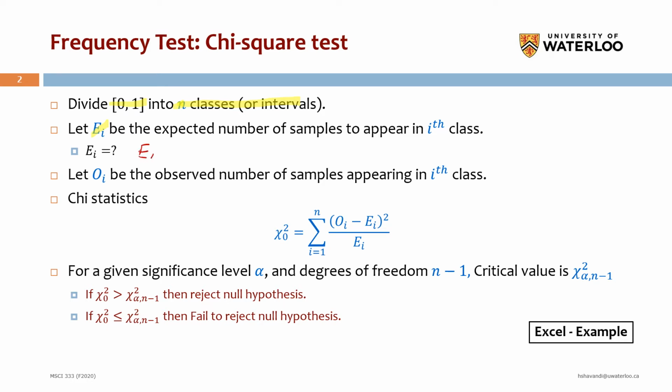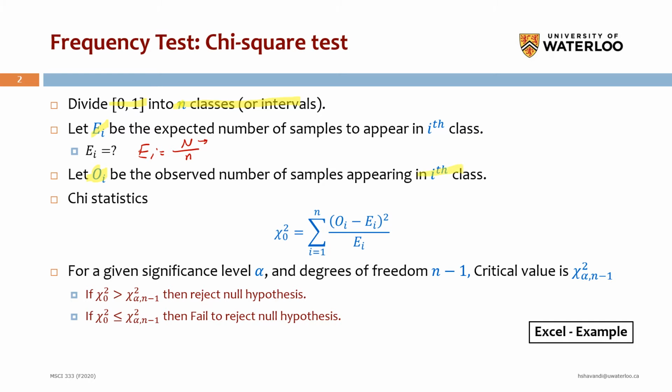Shouldn't this be N divided by little n? Yes, this large N is the sample size, and the little n is the number of intervals, the number of classes. If the numbers are based on a uniform distribution, our expectation is to see the same amount of numbers in each interval. Then let OI be our observed number of samples appearing in the ith class.